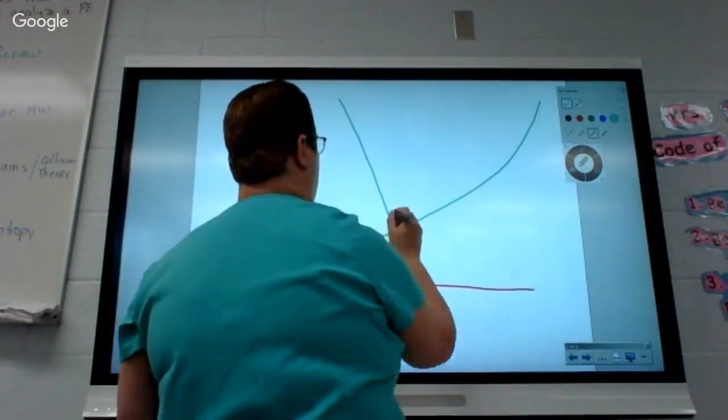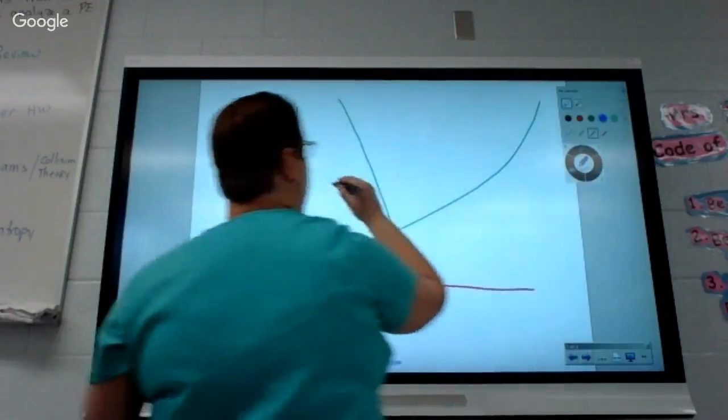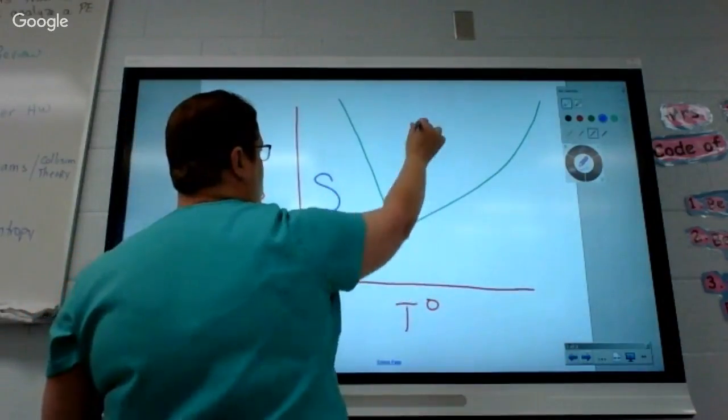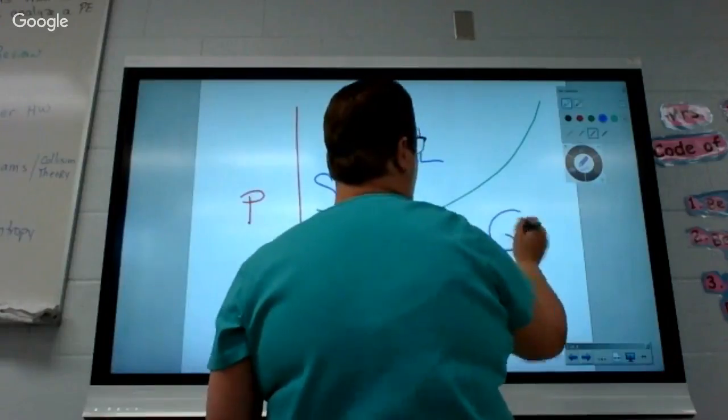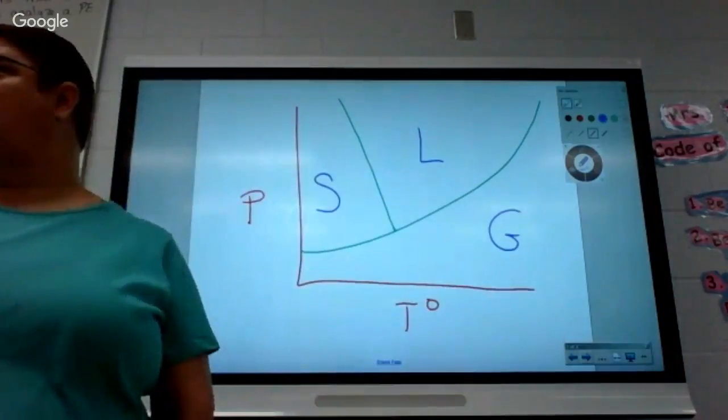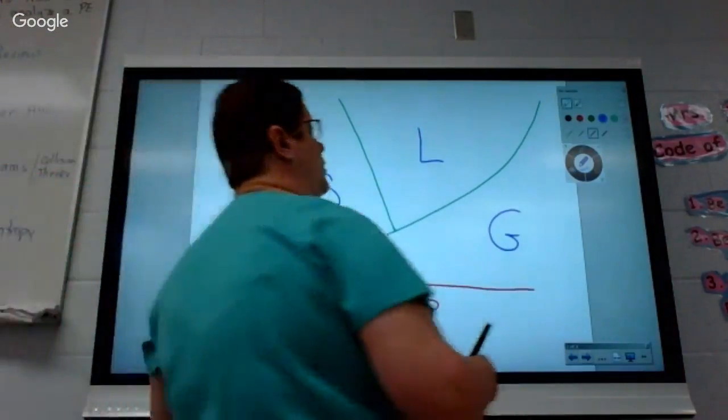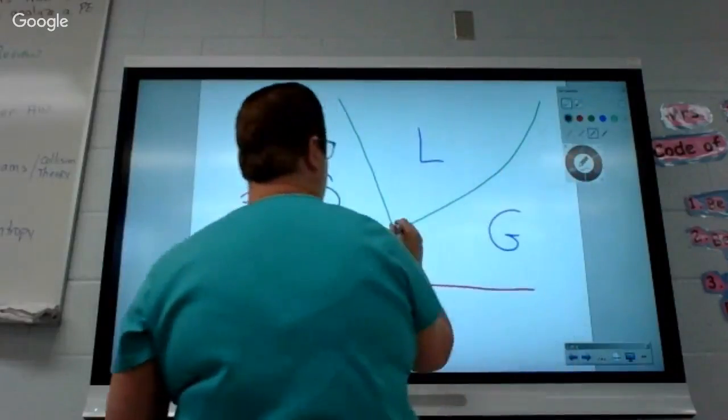Solid, liquid, and gas. All right, solid, liquid, and gas. What's over here? Solid. What's in the middle? Liquid. And what's in the middle? Gas. All right, and then the dot in the middle right here, it's called the what? Triple. All right, what's the triple point mean? That it connects them all.